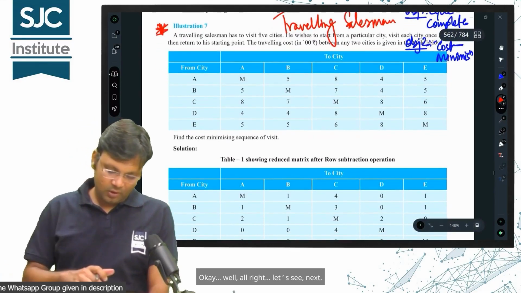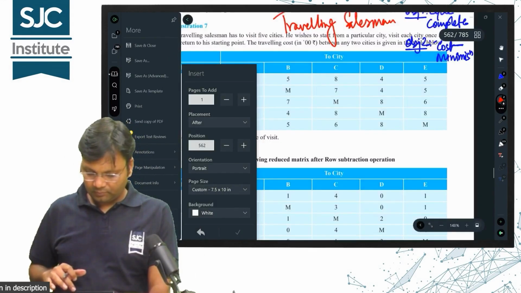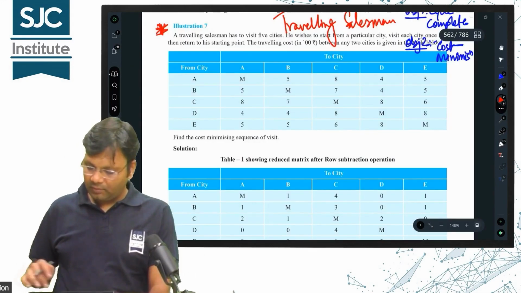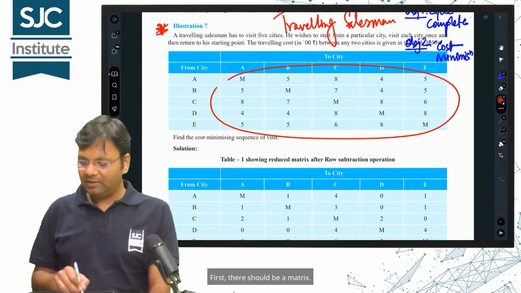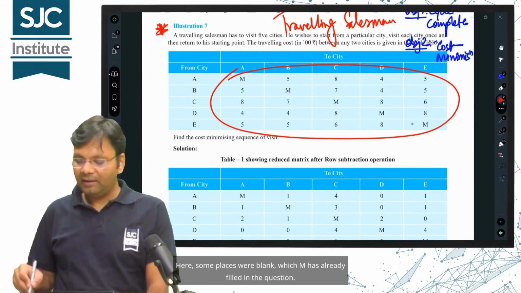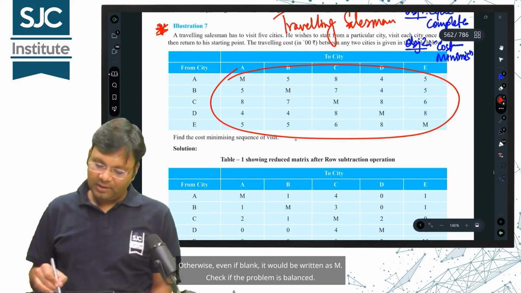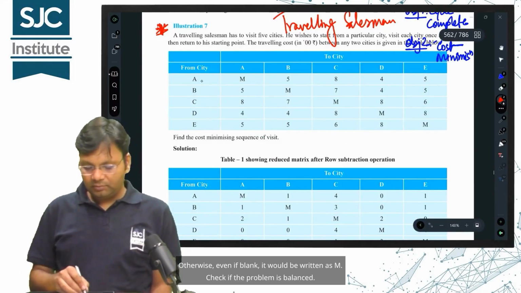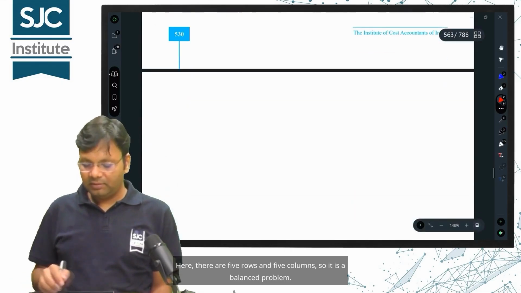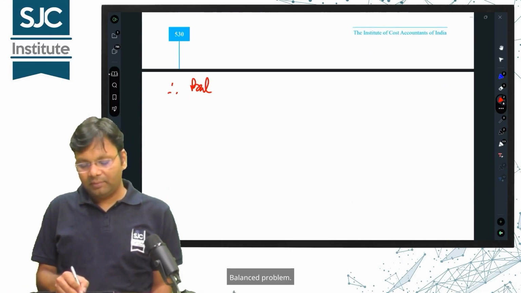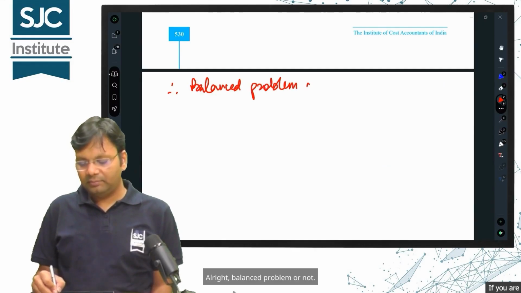Okay, let's see next. So now, what needs to be done to solve this sum? First, there should be a matrix. Here, some places were blank, which M has already filled in the question. Otherwise, even if blank, it would be written as M. Check if the problem is balanced. Here, there are 5 rows and 5 columns, so it is a balanced problem.